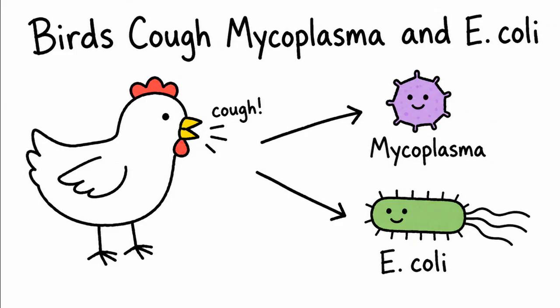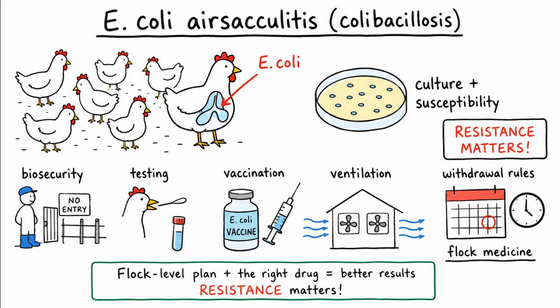Tylosin, a macrolide, and tetracyclines are classic drug categories used for Mycoplasma control where legal and appropriate. If E. coli or sacculitis or colibacillosis is suspected, culture and susceptibility are very important because resistance can be a major issue. Poultry medicine is flock medicine, so biosecurity, testing, vaccination strategy, ventilation, and withdrawal rules are just as important as the drug.